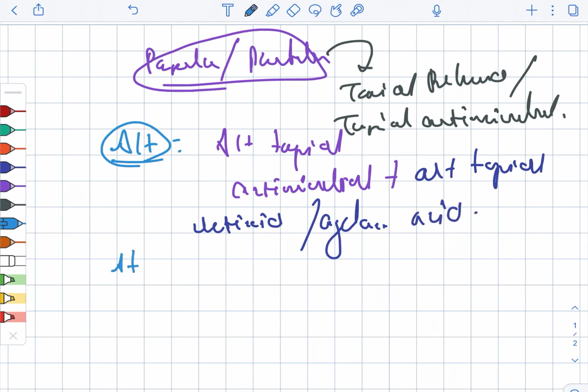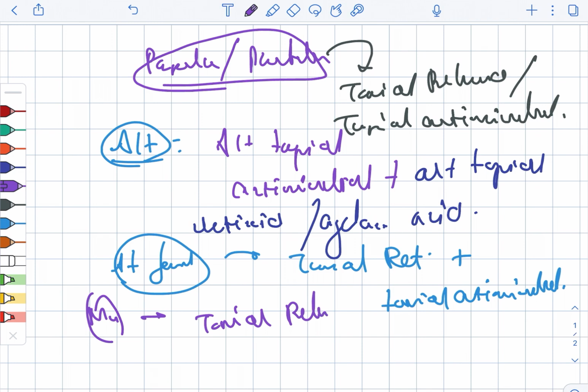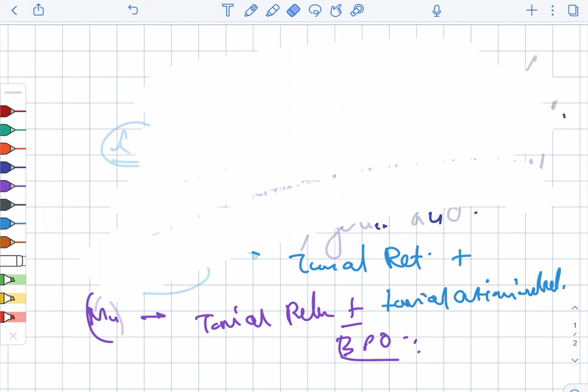Now looking at the alternative for the females, it is again the same, that is a topical retinoid and the topical antimicrobial. Now how to maintain this? In case of maintenance therapy, there is a topical retinoid plus or minus BPO. Now looking at moderate.